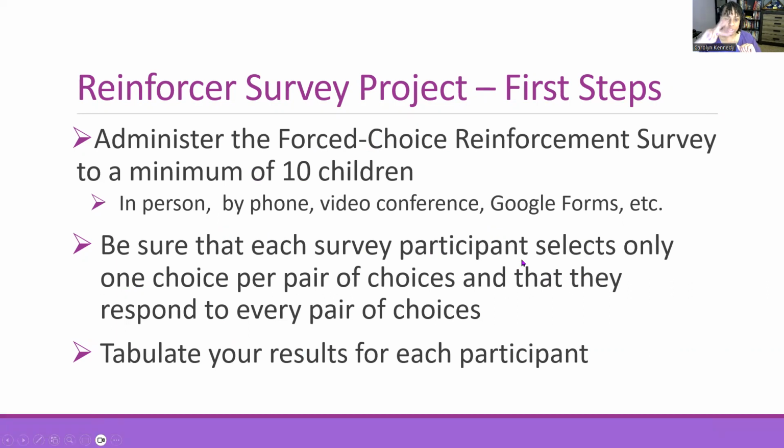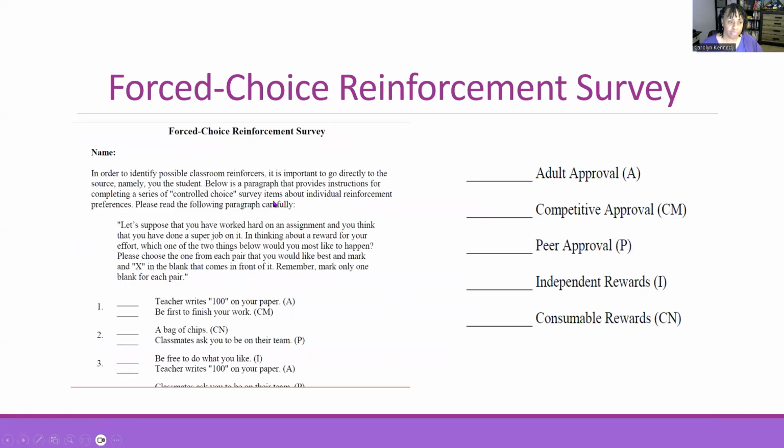So out of those 2 choices, make sure that they're not marking every single box, but they're choosing just one. And that when you tabulate your results for each participant, make sure that it aligns with the fact that there's 40 sets of pairs. So for every participant, I should have 40 responses. If I have 45, that means that they double counted. If I only have 32, that means that they skipped some. So make sure that you have the correct amount of responses for the survey.